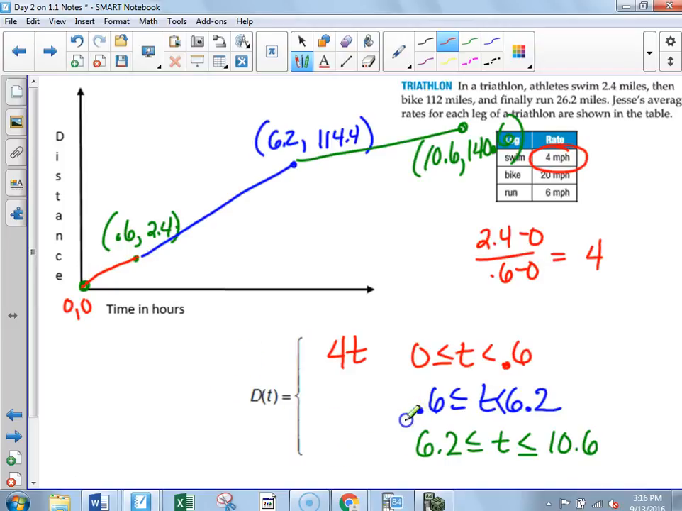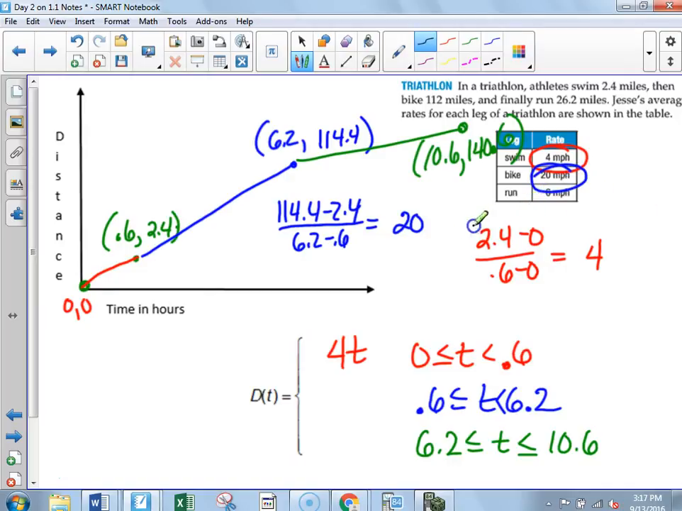Okay. The next chunk, unfortunately, doesn't go through the origin, right? But we know the slope. I'll write the slope down just to make you feel better. But guess what it is? It's 20 because it's this rate. All right.